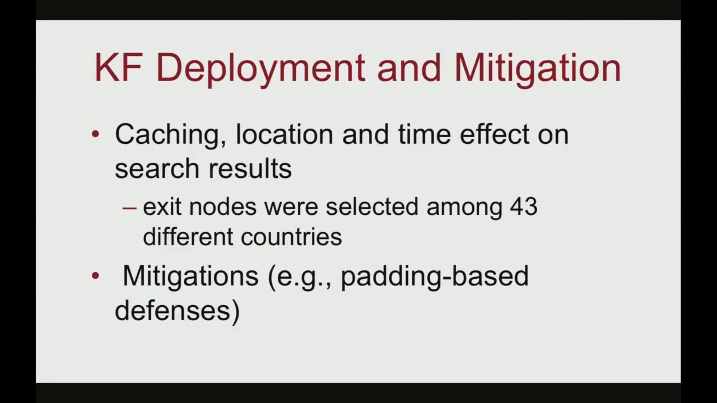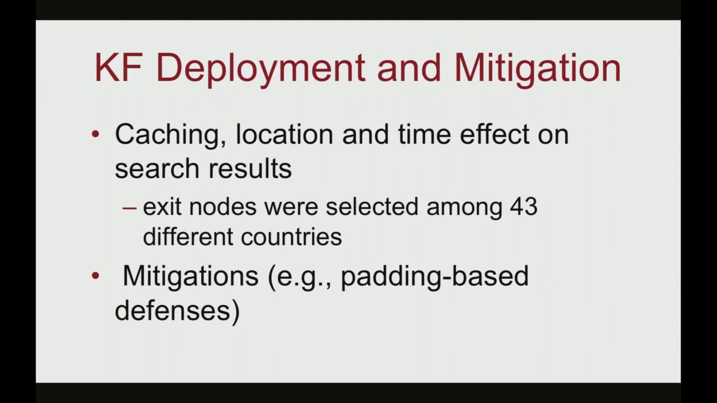And for the practical deployment, there can be several concerns on this approach. There might be caching, location and time effects on search results, which means we might get different search results depending on these different factors. For the caching, by default, the Tor browser disables caching and cookies between the browser sessions, so we assume that always the same content is returned to different users if they type the same keyword. Also, for the location effect, we closely looked at the Tor log, and we found that during the capture, exit nodes were selected among 43 different countries. So we thought that the location effect is already reflected in our data set.